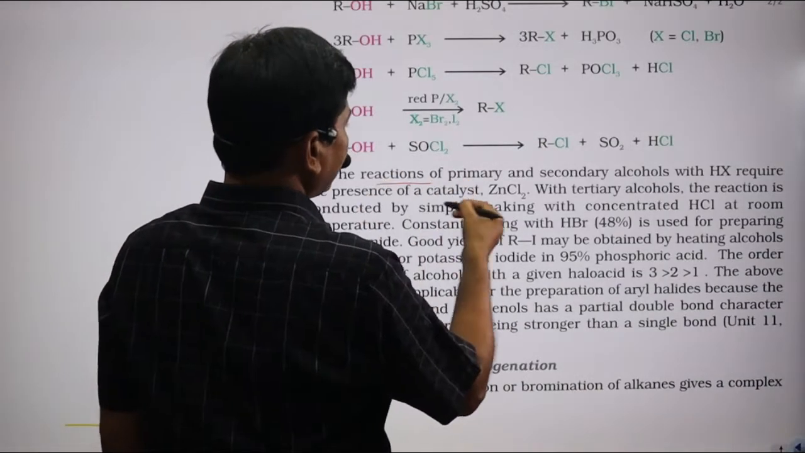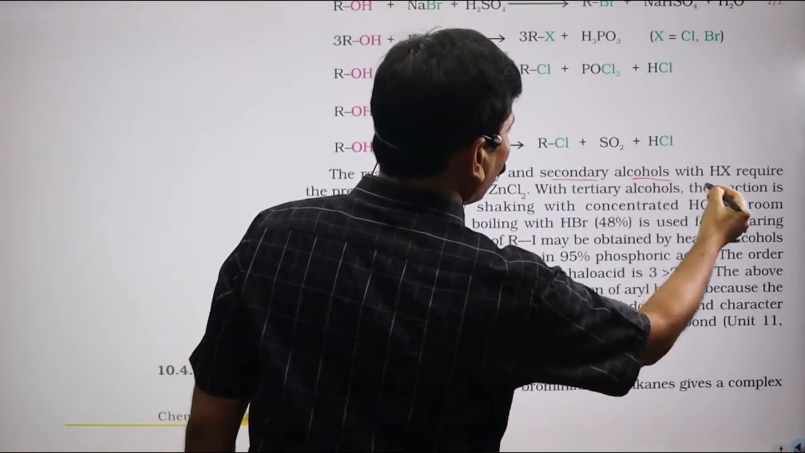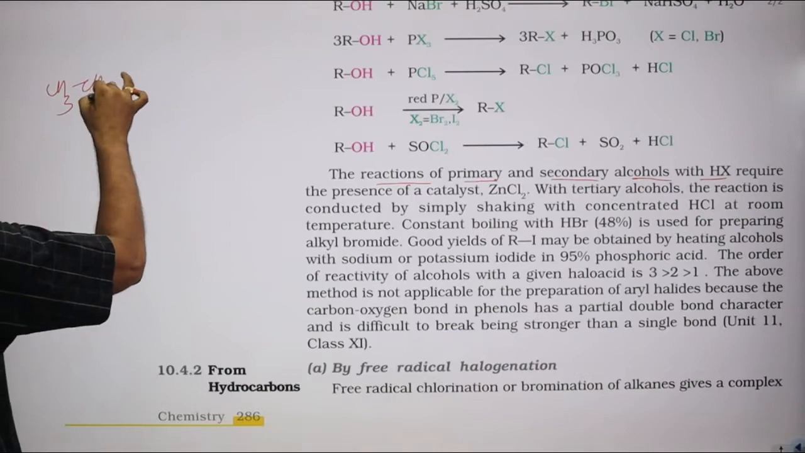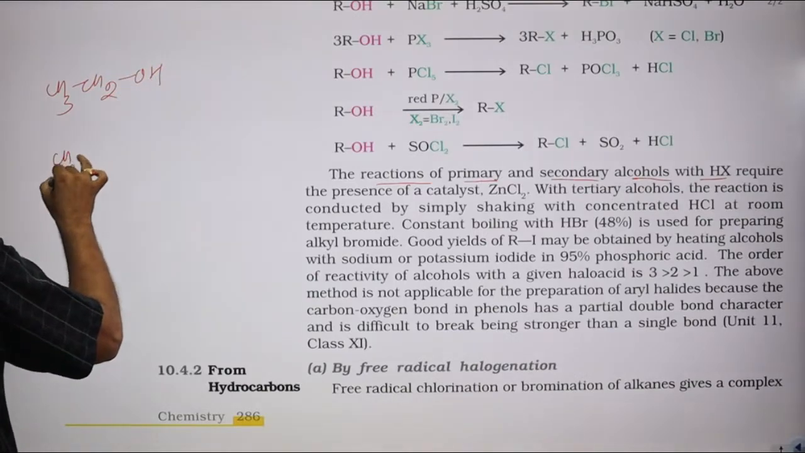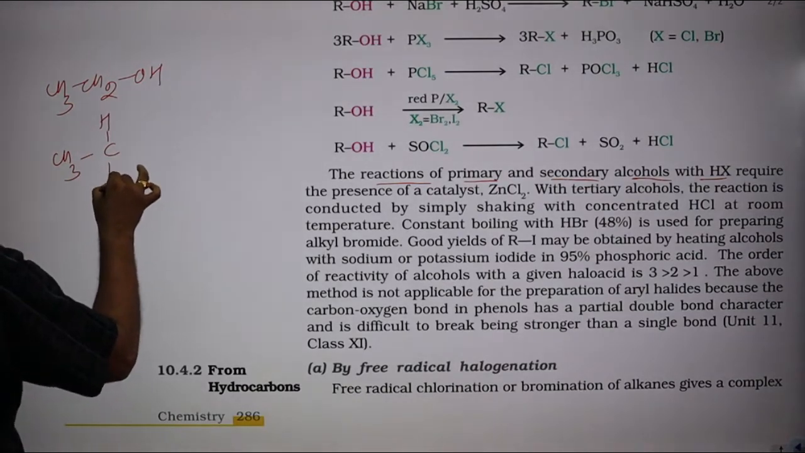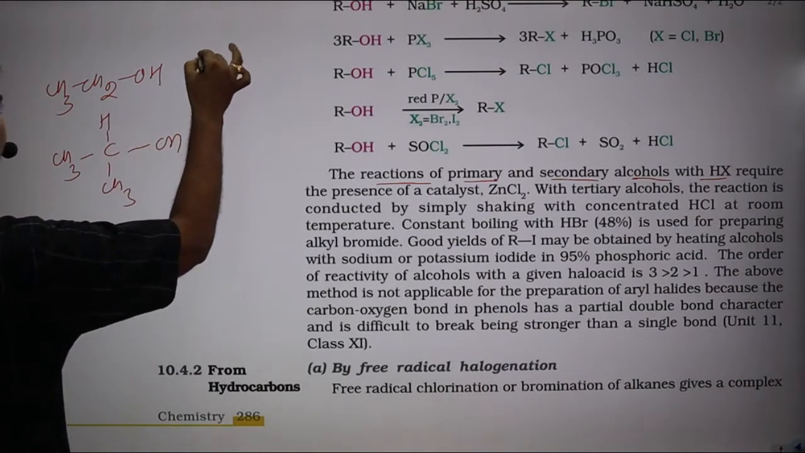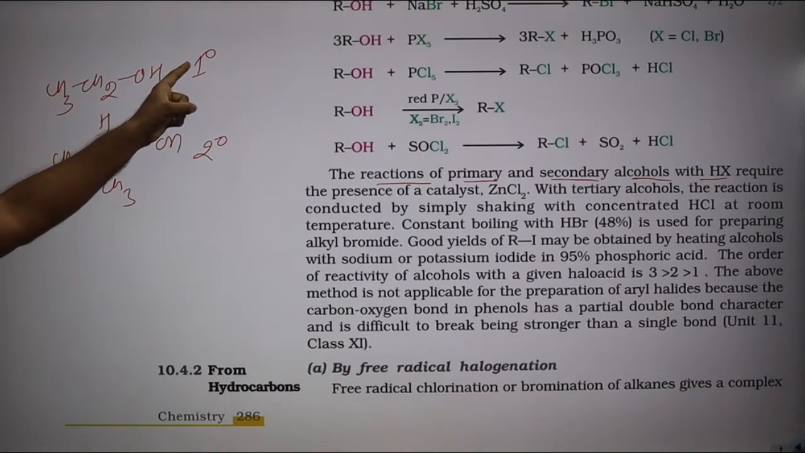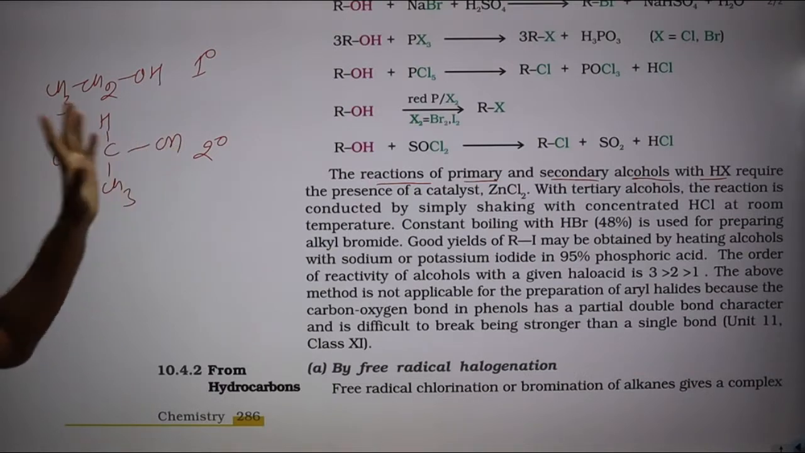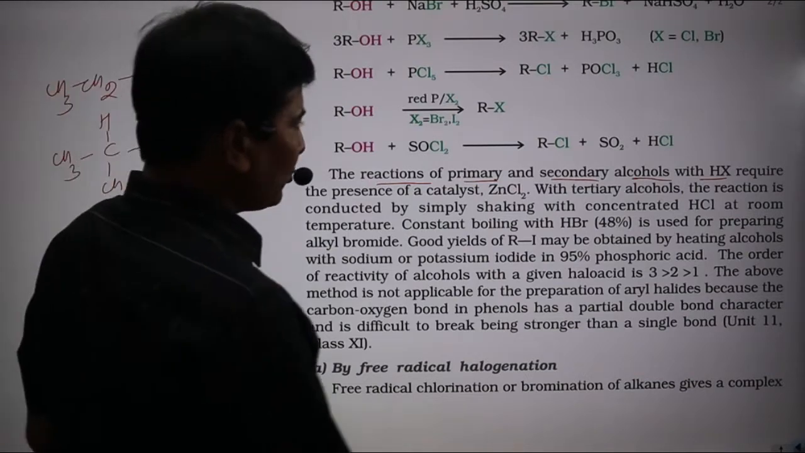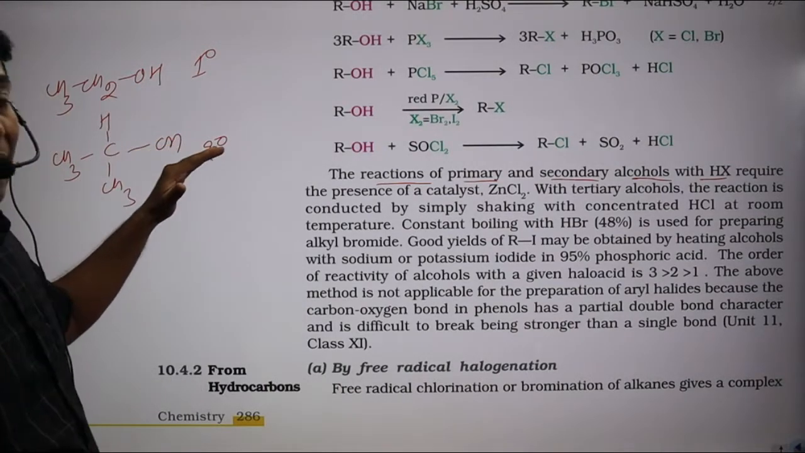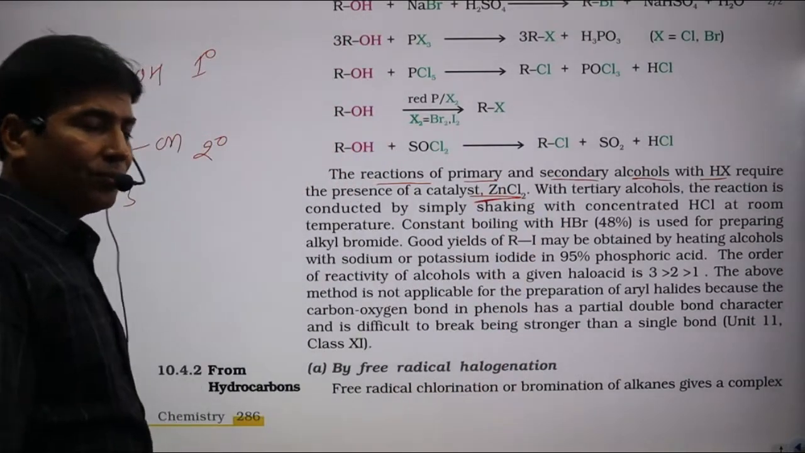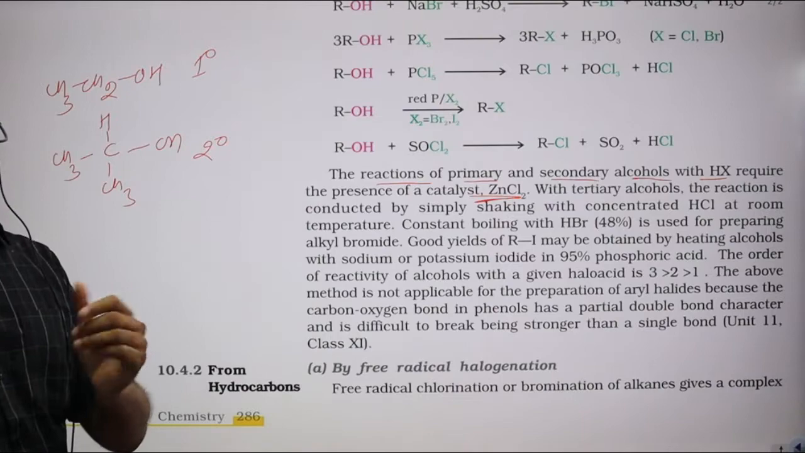The next statement says the reactions of primary and secondary alcohols with hydrogen halide. We have primary alcohol, let's say CH3CH2OH, and secondary alcohol CH3CH(CH3)OH. This is primary alcohol and this is secondary alcohol. In the primary alcohol the carbon is attached to a single carbon, and in the secondary alcohol the carbon is attached to two other carbons. When these primary and secondary alcohols react with hydrogen halide, they require the catalyst ZnCl2, so that the rate of reaction could be faster.